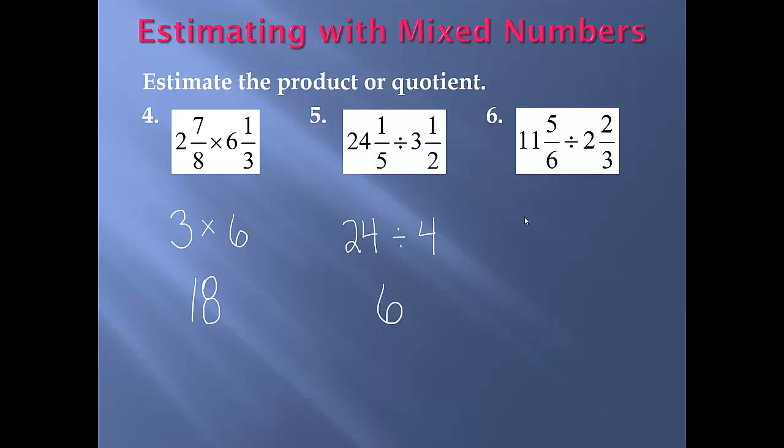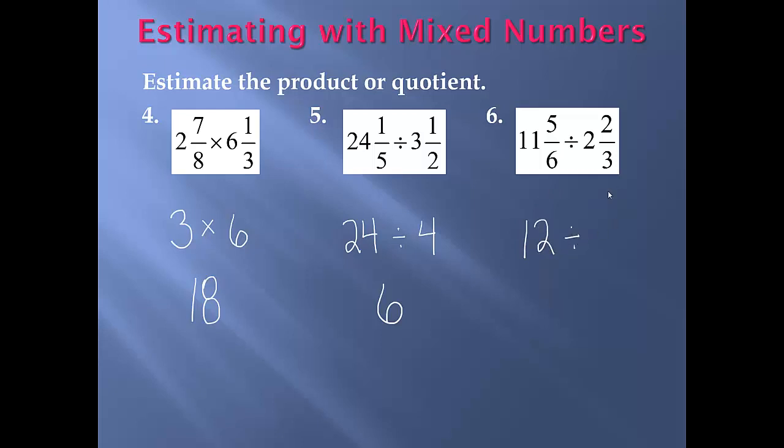And now for number 6, I have 11 and 5/6 divided by 2 and 2/3. For 5/6, I need to see if that fraction is less than 1/2 or greater than 1/2. Half of 6 is 3. So if I had 3/6, I would have exactly 1/2. I have 5/6, which is larger than that. So my fraction is greater than 1/2, so my 11 would round up to a 12.